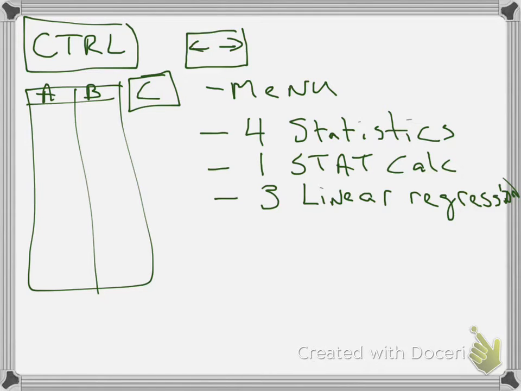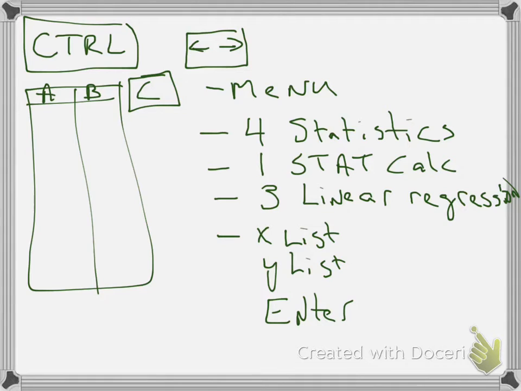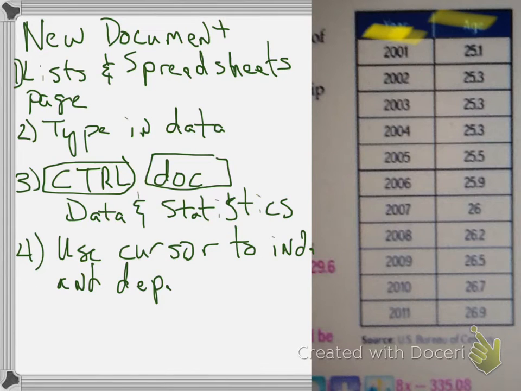Okay, when you do that, another menu will appear. You need to let it know what the X list is, what the Y list is, and then you can press Enter, and it will fill up all this information, and there you can get the equation of a line that will fit the data.